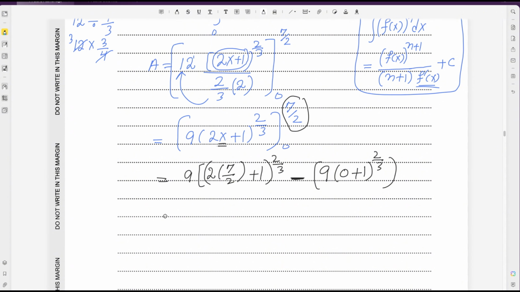Now simplifying, it will be 9 into (this 2 and 2 are cancelled out) 7 plus 1 is 8, 8 power 2 over 3. 8 power 2 over 3 is 4. So write here 4 minus 9, and if you simplify, 1 power anything is 1 always, so it will be 1. So finally our answer will be 36 minus 9, which is 27. So 27 square units is the required area.